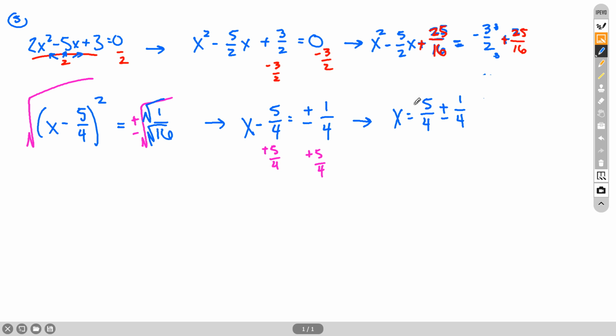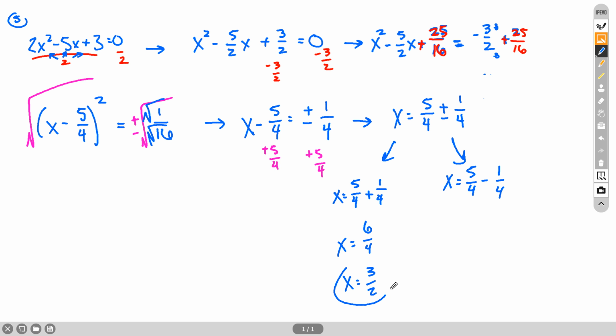Alright, we can actually calculate these two solutions, because this is a real number. We have 5/4 plus 1/4, and our other solution is 5/4 minus 1/4. One of our solutions is 6/4, which is 3 halves. Our other solution is 4/4 or 1. So my two solutions are 3 halves, 3 over 2, and 1.